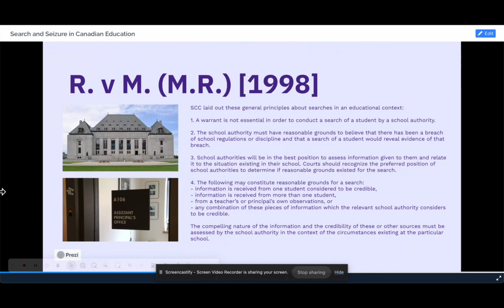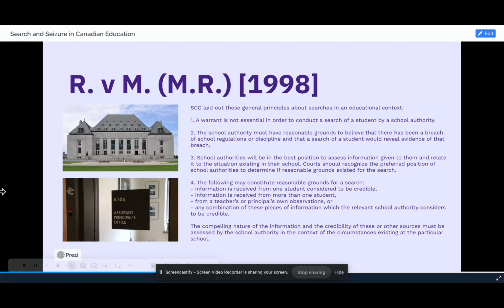Thirdly, courts should recognize that school authorities can best assess information relating to situations in their school, and they can determine if there are reasonable grounds that exist to conduct a search. And lastly, the following scenarios may constitute reasonable grounds for a search. Firstly, when information is received from one student considered to be credible, or secondly, when information is received from more than one student. Thirdly, from a teacher or principal's own observation, or any combination of these pieces of information which the school authority considers to be credible.